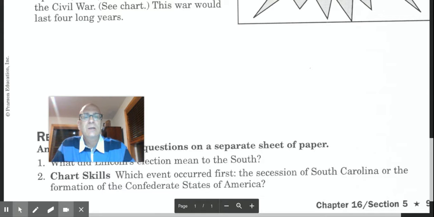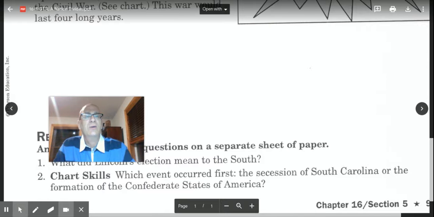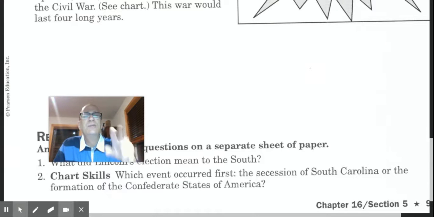2 questions. The second one is a chart question. Which event occurred first? The secession of South Carolina or the formation of the Confederate States? Be sure to answer those questions. Please number them and share them as a Google Doc.